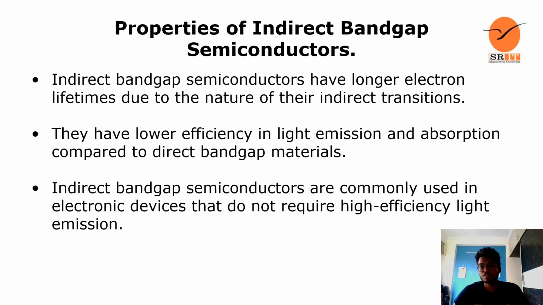Now moving on to the properties of indirect bandgap semiconductors. These have longer electron lifetimes due to the nature of their indirect transitions. So here, a change in momentum occurs, which leads to the indirect transition, and thereby it leads to the longer electron lifetimes. And they have lower efficiency in light emission and absorption compared to direct bandgap materials. This is something that is different from direct bandgap semiconductors. And also, indirect bandgap semiconductors are commonly used in electronic devices that do not require high efficiency light emission.